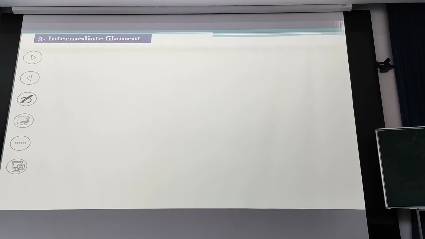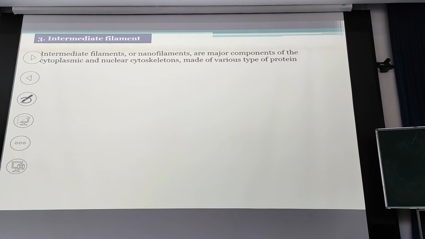And the last part is intermediate filaments. They are major components of the cytoplasmic and nuclear cytoskeletons, and they are made of various types of proteins.